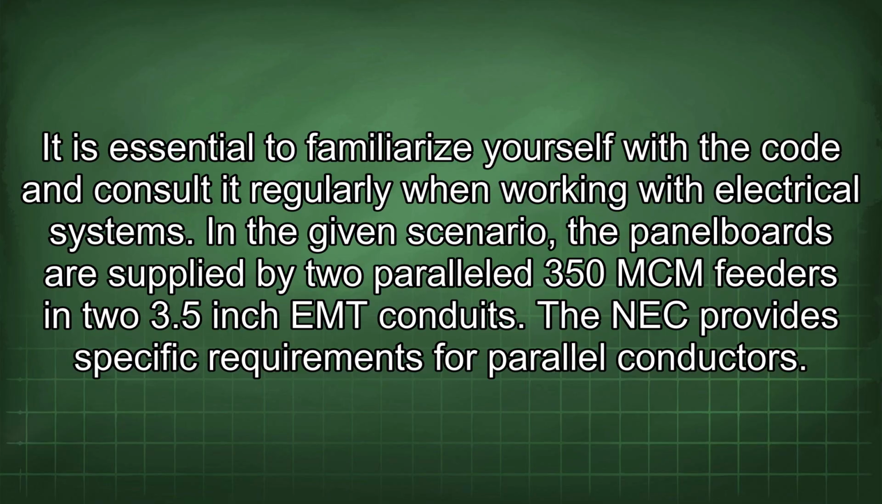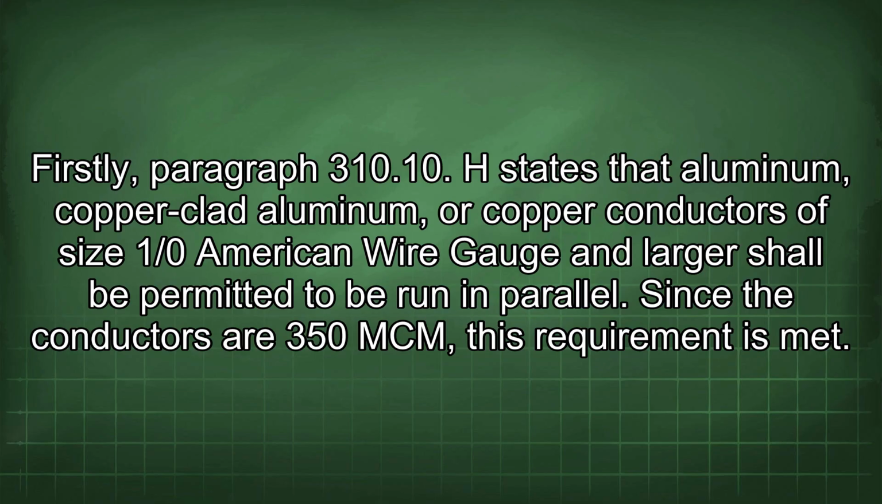In the given scenario, the panelboards are supplied by two parallel 350 MCM feeders and two 3.5-inch EMT conduits. The NEC provides specific requirements for parallel conductors. Firstly, paragraph 310.10(H) states that aluminum, copper-clad aluminum, or copper conductors of size 1/0 American Wire Gauge and larger shall be permitted to be run in parallel. Since the conductors are 350 MCM, this requirement is met.